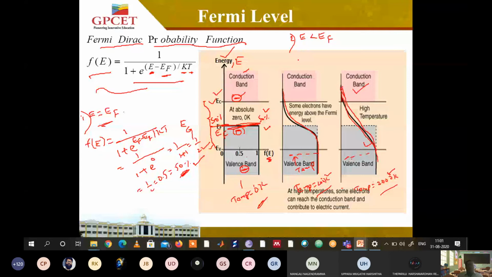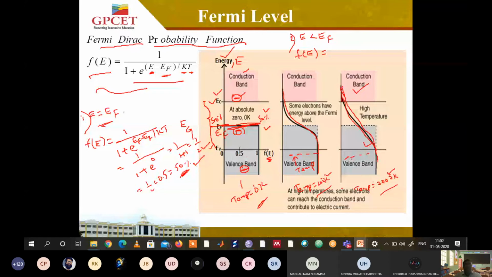What is the probability of an electron occupying an energy level when E is less than EF? Anyone? Dear students, please write all this in separate notes. Make a habit of writing running notes. Write all these important points.